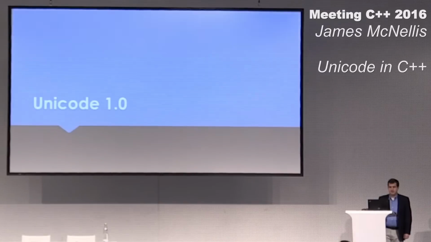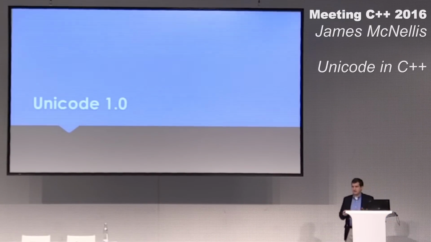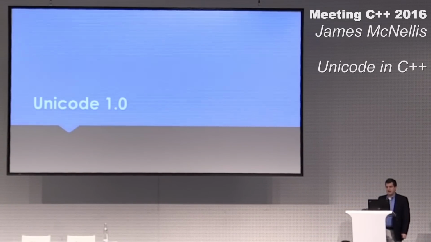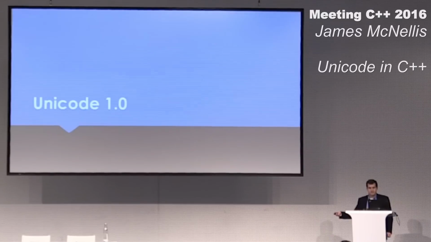So, Unicode. We're going to first look at Unicode 1.0, so how it was originally designed, what the original design was, and then we'll jump forward and we'll look at what it looks like today. So given that 256 characters are not enough, and multi-byte encodings are a pain to work with, instead of using 8 bits per character, let's use 16. So 65,000 characters ought to be enough for everybody.